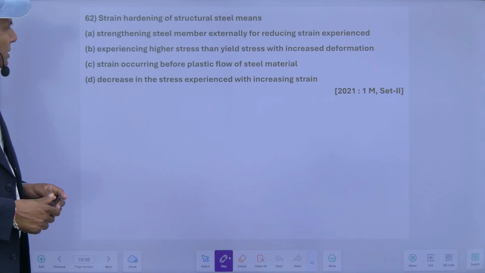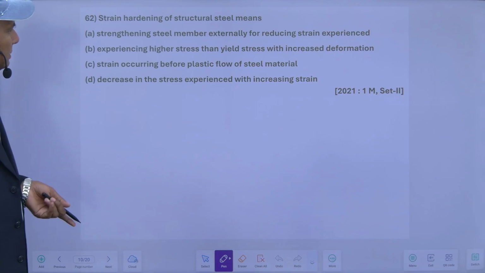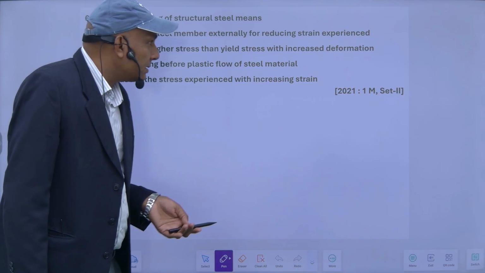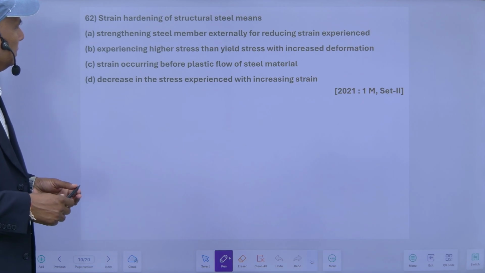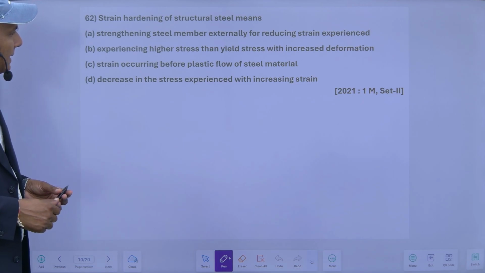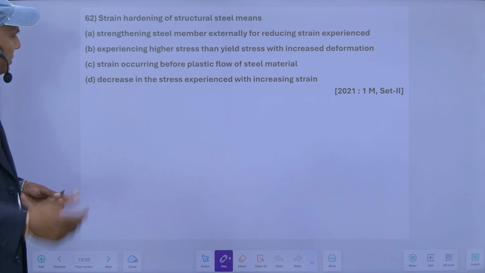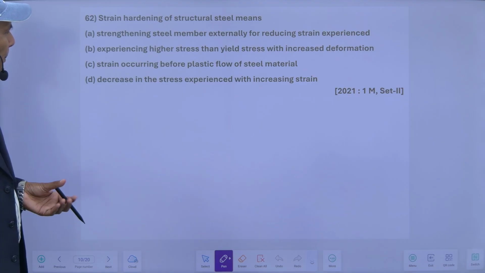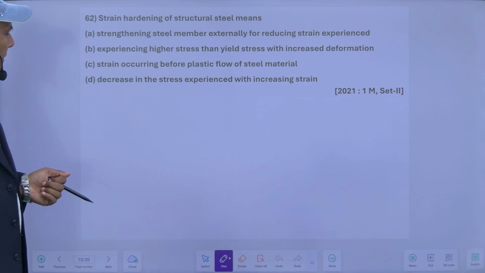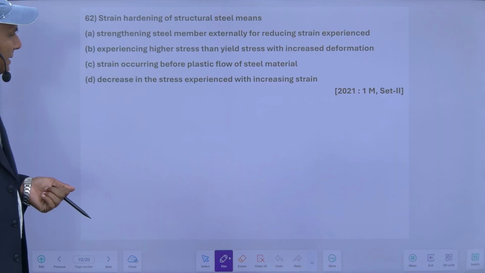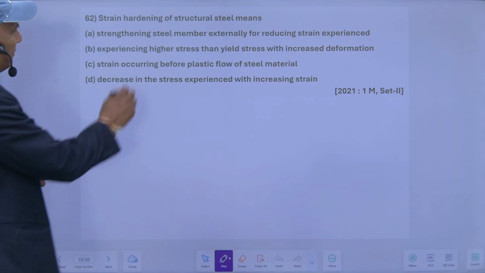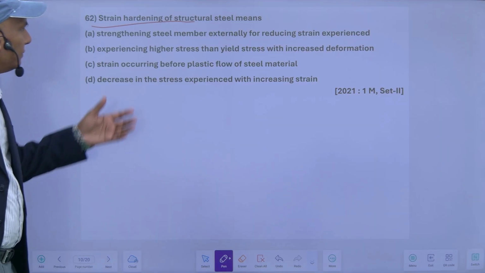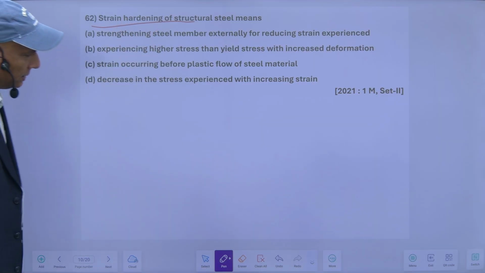Strain hardening of structural steel means strengthening steel member externally for reducing strain; experiencing higher stress than yield stress with increased deformations; strain occurring before plastic flow of steel material; decrease in the stress experienced with increasing strain. What is strain hardening? First of all, you must be aware of strain hardening of the structure.